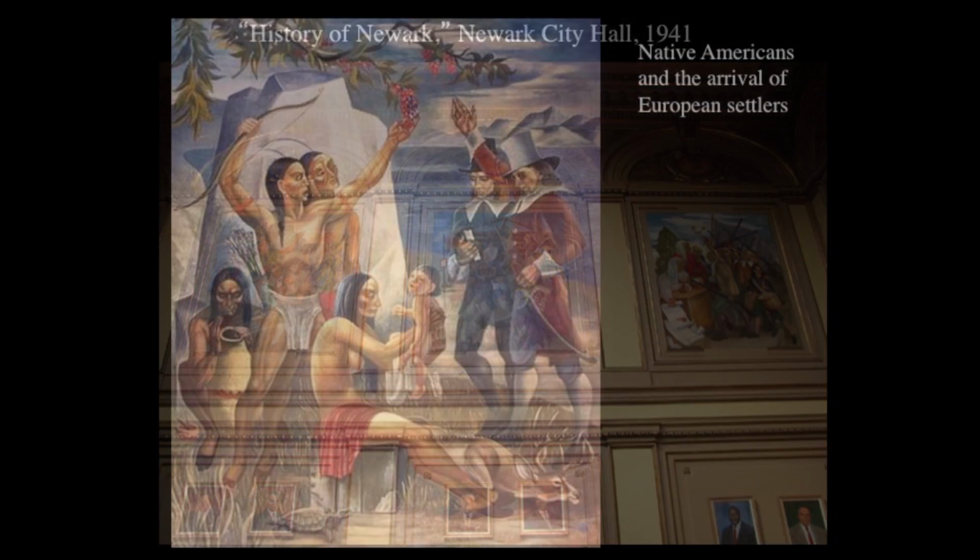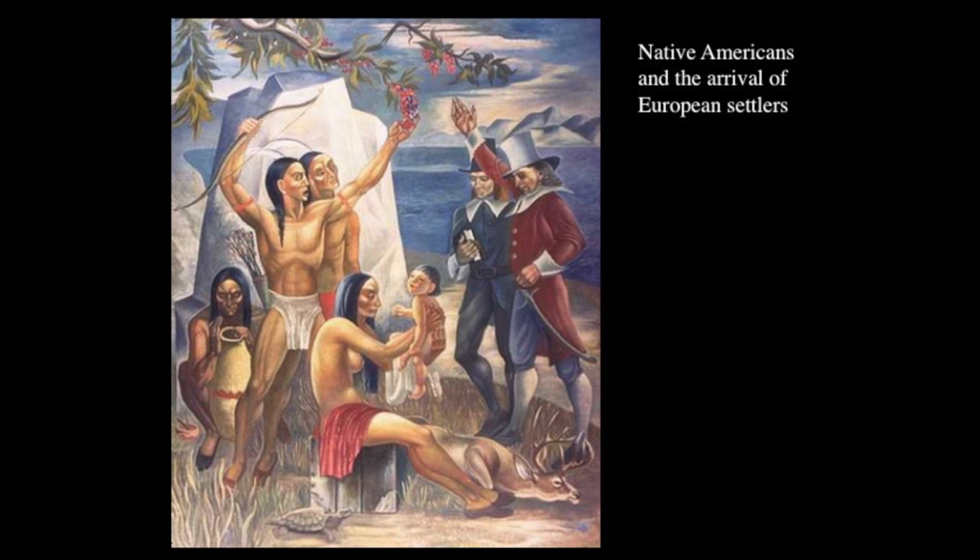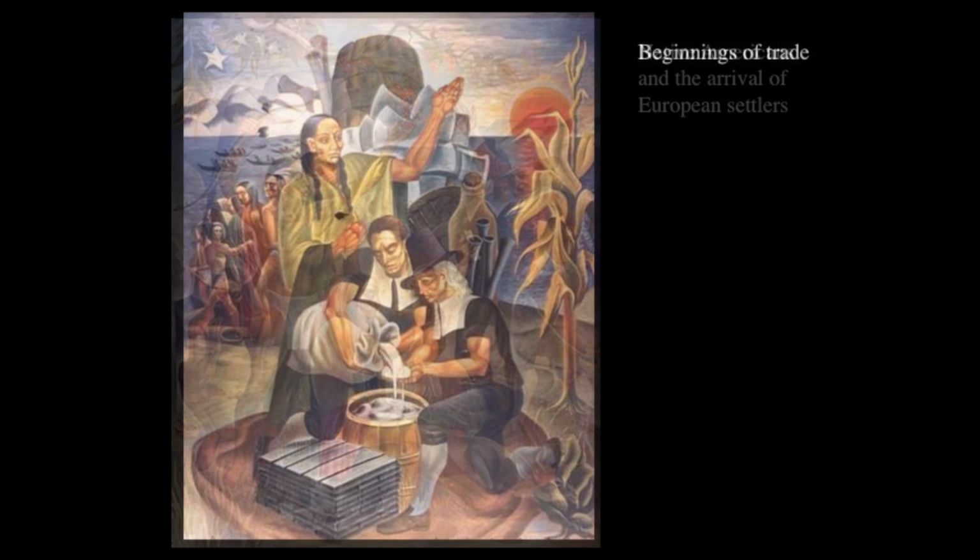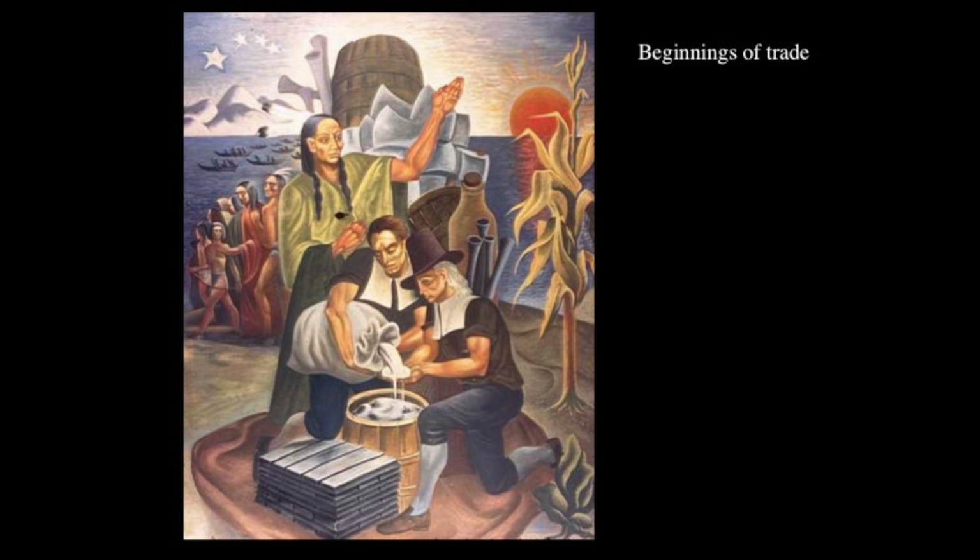Next. I have close-ups of these because Barry found old glass slides, color glass slides in a box that had been perfectly preserved. And so we've got the colors of the original murals. Native Americans and the arrival of European settlers. Everybody sort of gets that, the men on the right. Next. The beginnings of trade, and I think it's industry in the foreground, but I didn't look it up. Next.